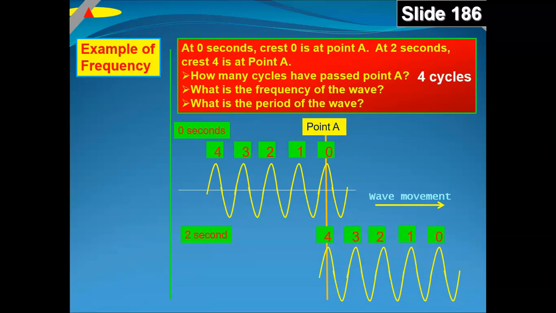What is the frequency of the wave? So now it's 4 cycles, but it took 2 seconds. So frequency is cycles per second. That would be 4 cycles over 2 seconds. So that equals 2 cycles per second or 2 hertz. And again, what is the period of the wave? It's the reciprocal of the frequency. So that would be 1/2 second.